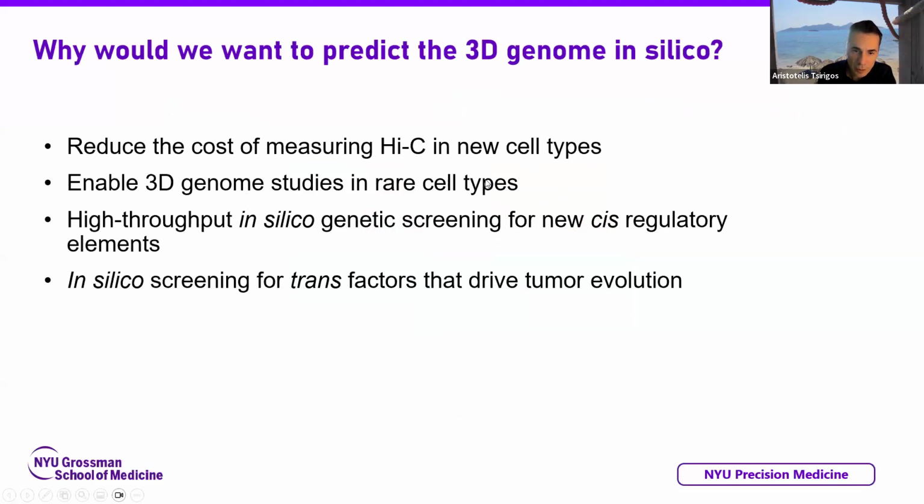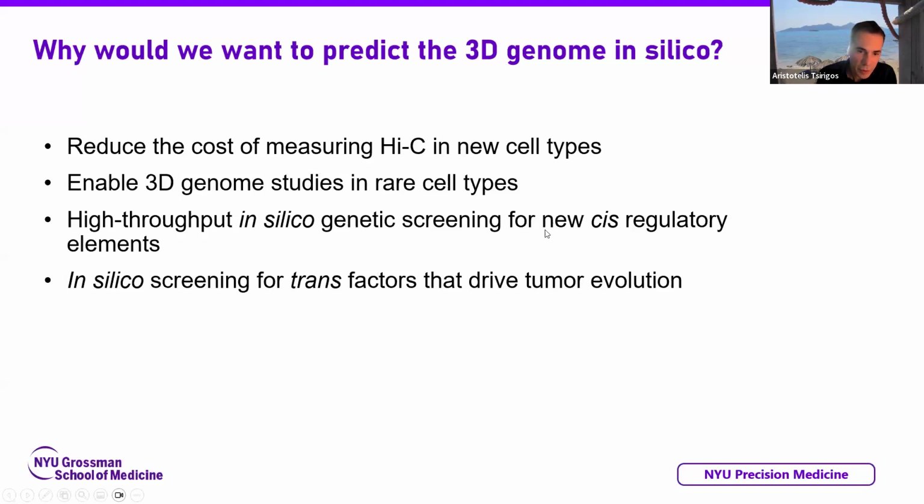also the other side of this is to enable genome studies of 3D chromatin organization in rare cell types. So oftentimes we deal with patient samples, and the number of cells available for us to do genomic experiments is limited. So perhaps you want to do RNA-seq, you want to do ATAC-seq or some ChIP sequencing, but maybe you don't have enough cells to do Hi-C, which actually requires 500,000 to 1 million cells.